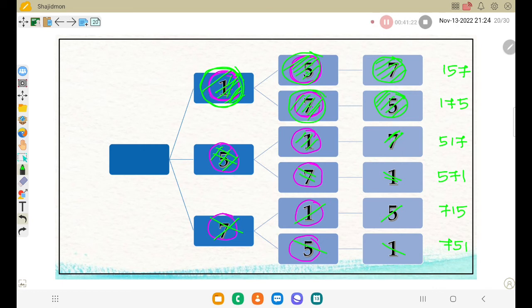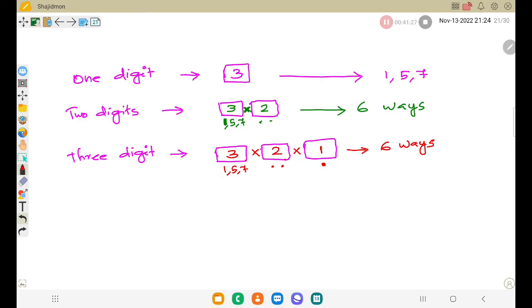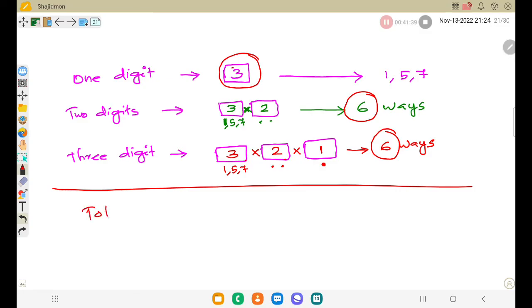Correct? So how many numbers totally can we form? With 1 digit we can form 3 numbers. With 2 digits, how many numbers can we form? 6 numbers. With 3 digits, how many numbers can we form? 6 numbers. So totally how many numbers can we form? Total numbers equal to 1 digit 3 numbers plus 2 digit 6 numbers plus 3 digit 6 numbers. So 3 plus 6 plus 6.